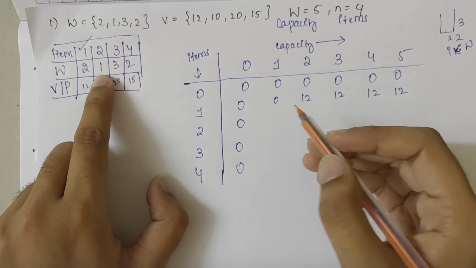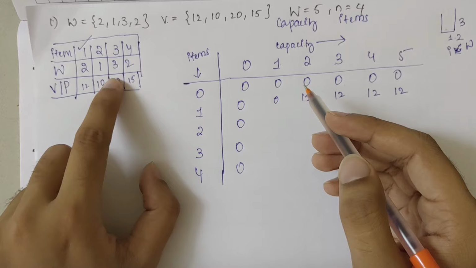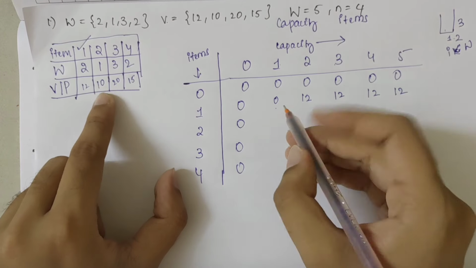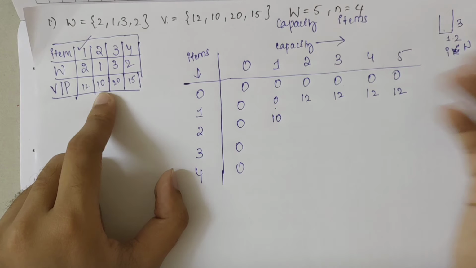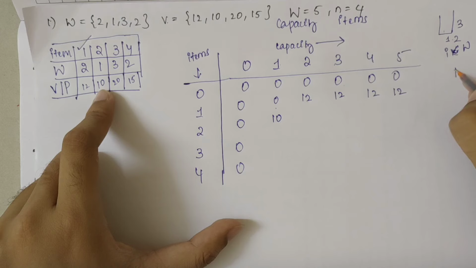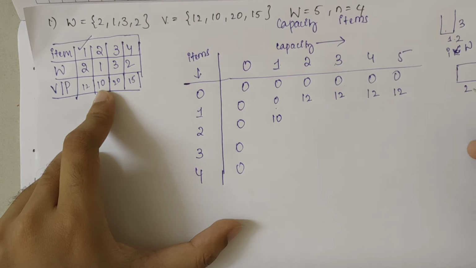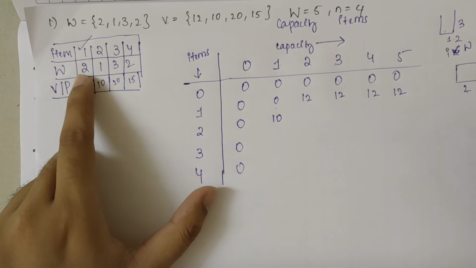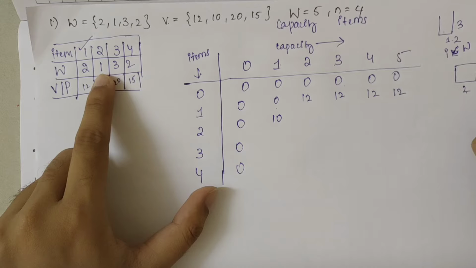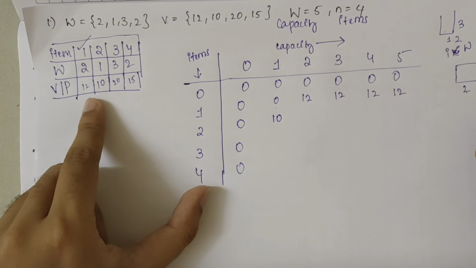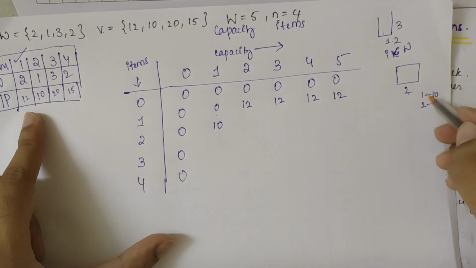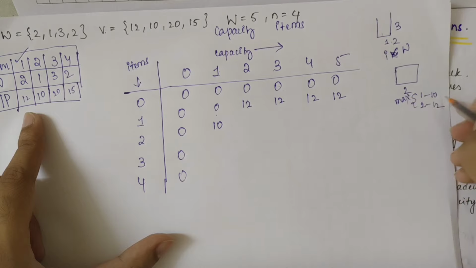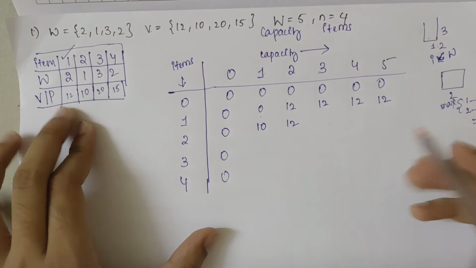Second item has weight of 1. So here weight of 1, that means I can store 10 here. Next coming to 2. So when it can store 2, the weight is 2. Here I have two options, either it can store weight of 1 or weight of 2. Weight of 1 has profit of 10, weight of 2 has profit of 12. So which one will I store? Out of these two I should select the maximum one, and the maximum one is 12, right? So I'll store 12 here.